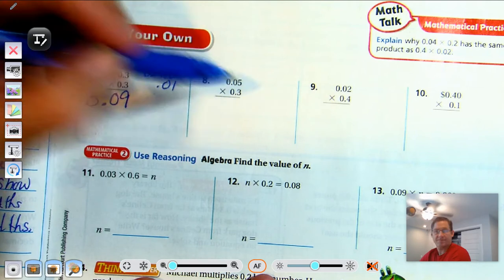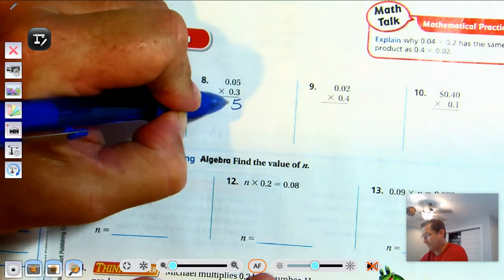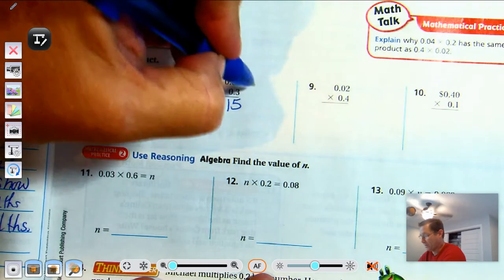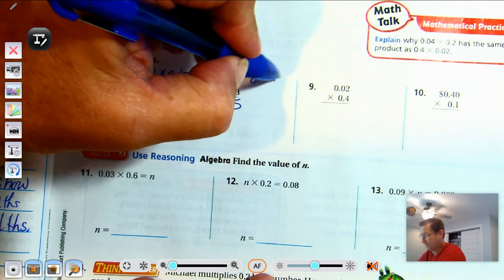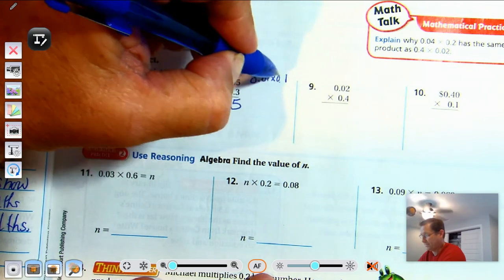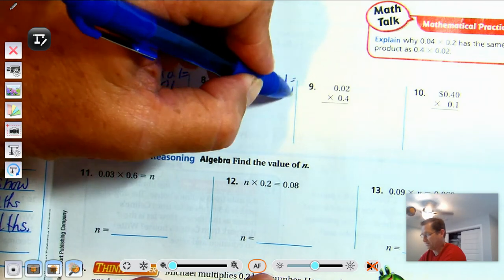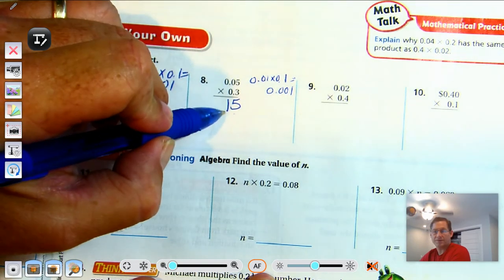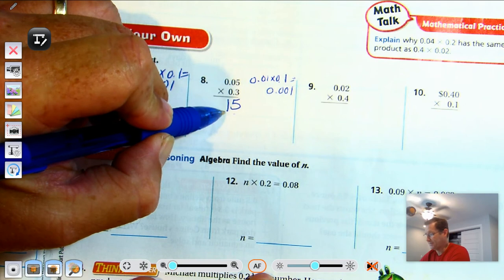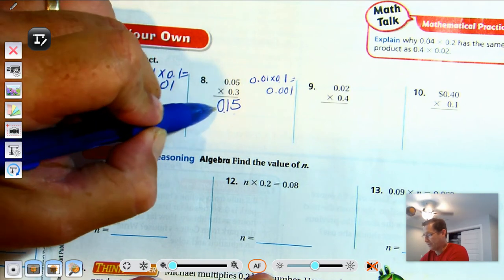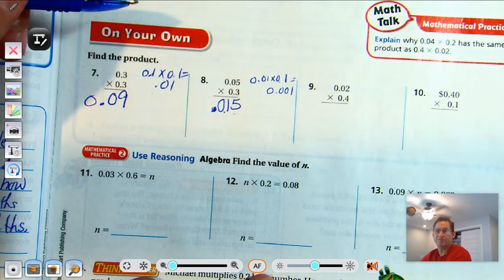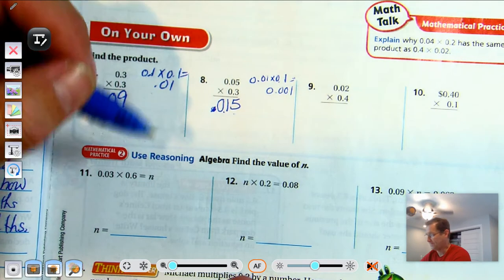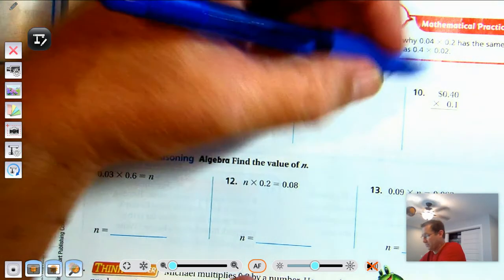Number 8, 5 times 3, 15. We'll have hundredths times tenths, which is thousandths. Well, right now, if I put the decimal point, I'd have 15 hundredths. So I'm going to put the 0 there and put the decimal point in front of the 0. So 15 thousandths.